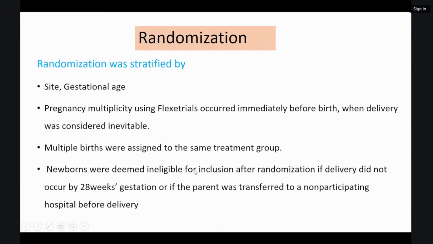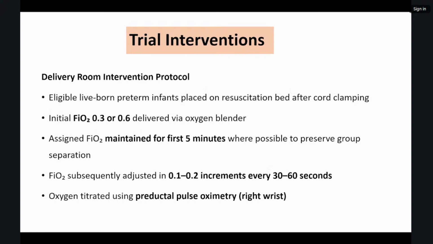So randomization was stratified by site and gestational age and pregnancy using the web-based trial system, and multiple births were assigned to the same treatment group. Newborns were deemed ineligible for inclusion after randomization if the delivery did not occur by 28 weeks of gestation, or if the parent was transferred to a non-participating hospital before delivery.